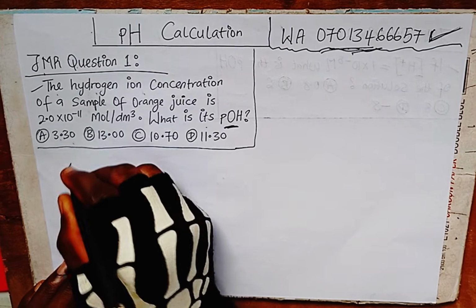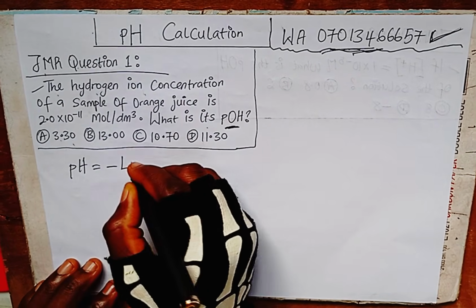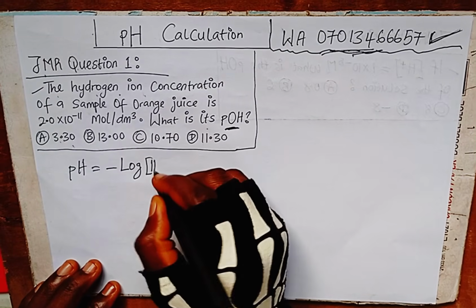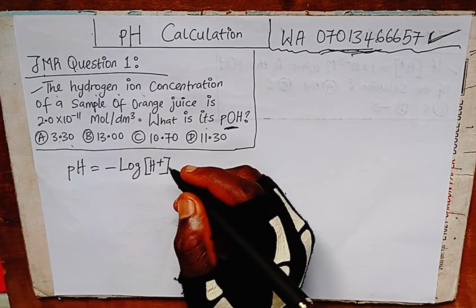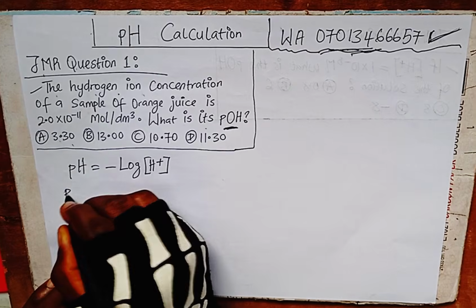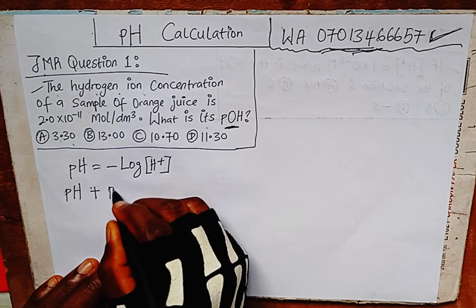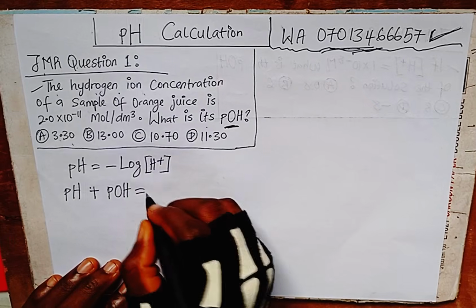The formula for pH is pH equals negative log of whatever they give you. Here they give us hydrogen ion concentration, so we put in the hydrogen ion: negative log of hydrogen ion. The acidic pH plus the alkaline pH, both of them equal 14.